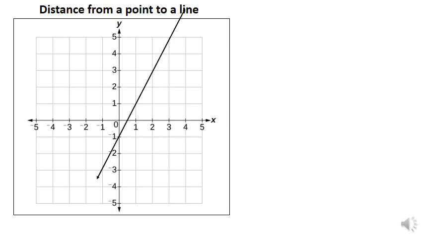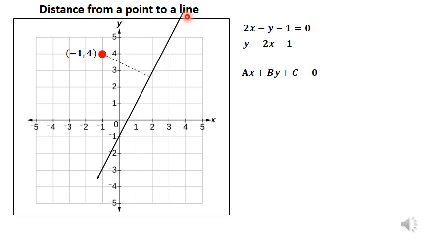Okay, originally we have the equation 2x minus y minus 1 equals 0, which is written as y equals 2x minus 1 in slope-intercept form. Assuming that we have a point here with coordinate negative 1, 4, we wish to determine the distance of this point to this line, or the shortest distance of this point to this line.